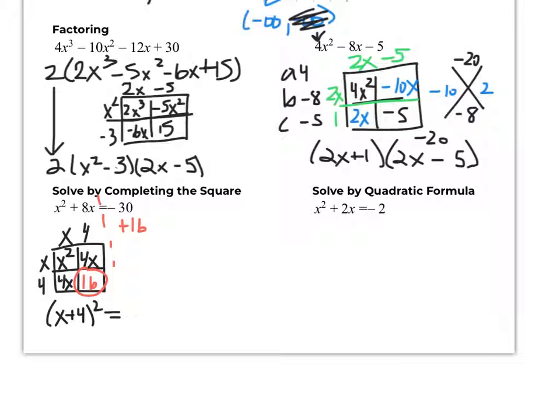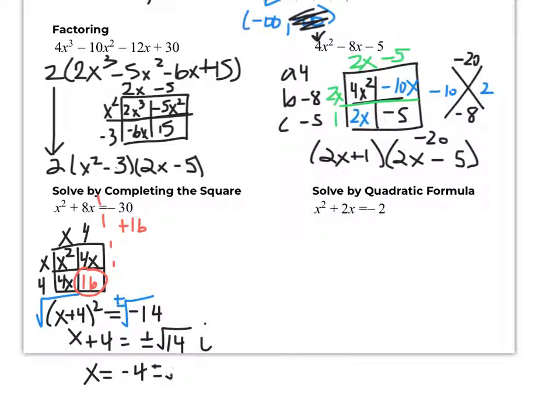So that would give me negative 14. And now to finish solving, we're going to square root both sides. Don't forget your plus or minus. So x plus 4 equals plus or minus square root of 14i. And then we subtract the 4 over, since it's addition. So negative 4 plus or minus square root of 14i.